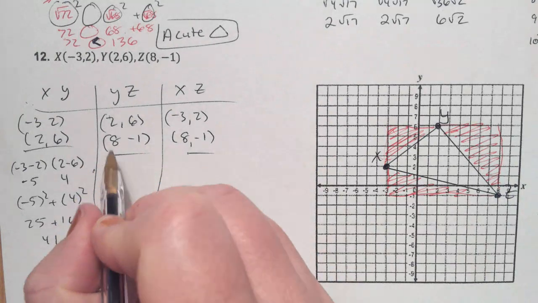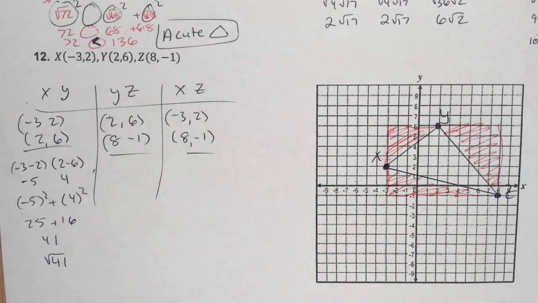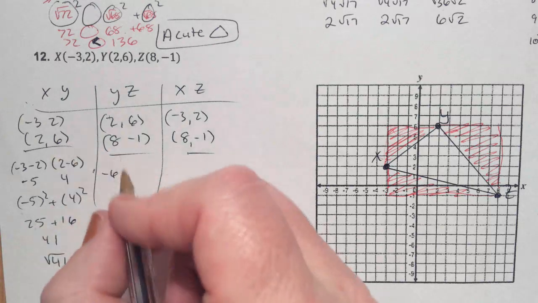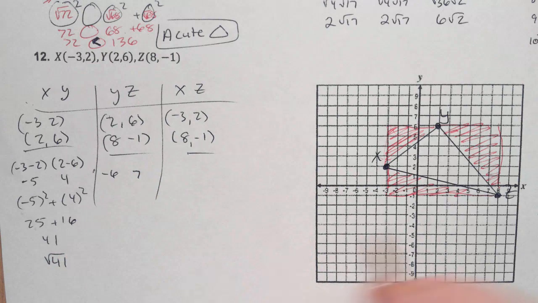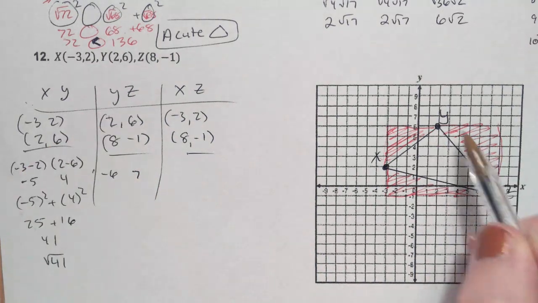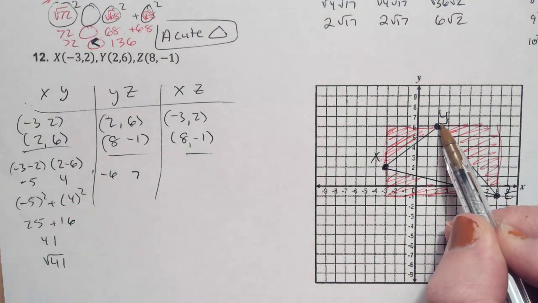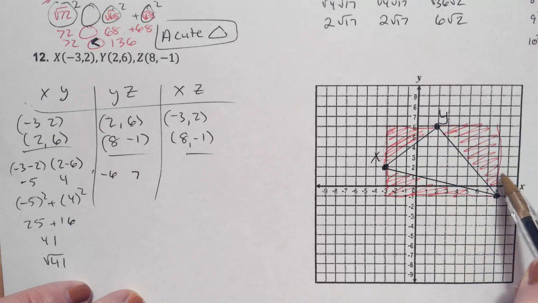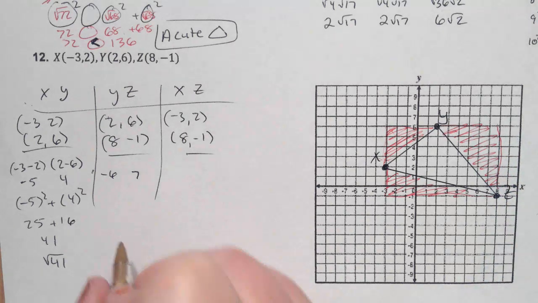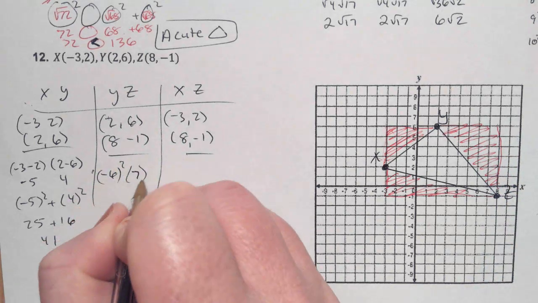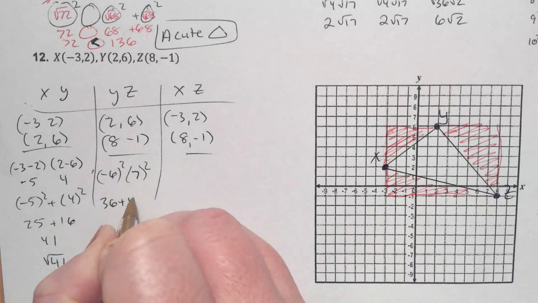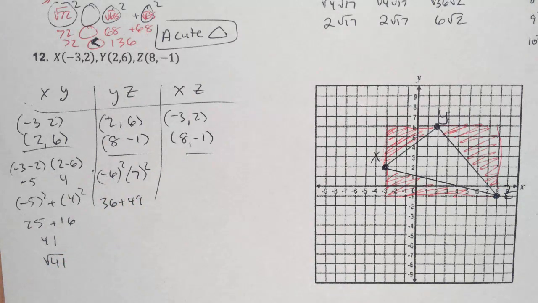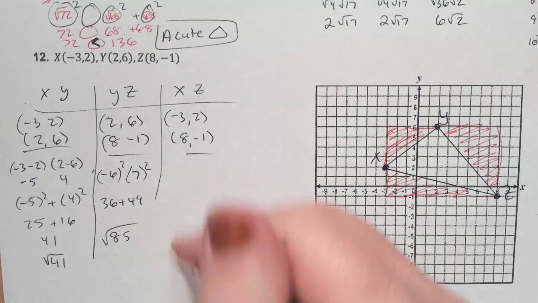Okay, over here, we would do 2 minus 8, which gives us a negative 6. 6 minus negative 1 gets us a positive 7. So we're saying from y to z is a 6 by 7 or a 7 by 6. 1, 2, 3, 4, 5, 6. 1, 2, 3, 4, 5, 6, 7. So yes, I agree. We would square those. So we get 36 plus 49, and we have 85. So the square root of 85.